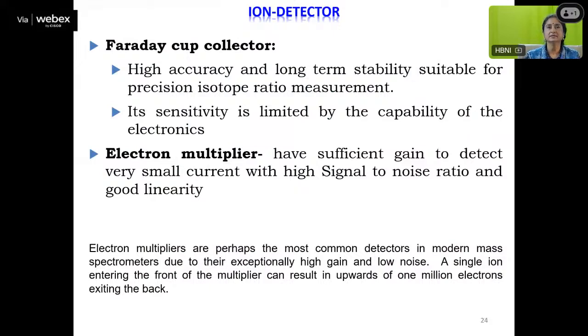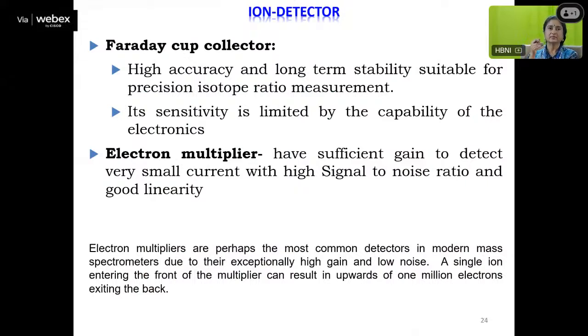So now let us see the various types of detectors. There are various types of detectors. One is the Faraday cup. It has high accuracy and long-term stability, suitable for precision isotope ratio measurement, and its sensitivity is limited by the capability of the electronics. So it depends on how your electronics is. The Faraday cup collector is used when your concentration is on the higher side.